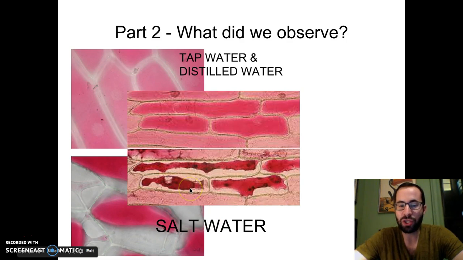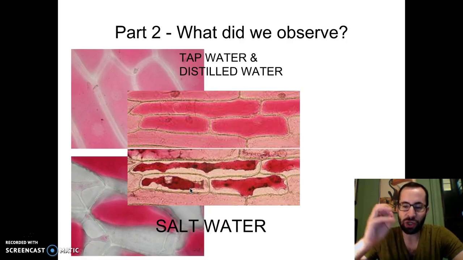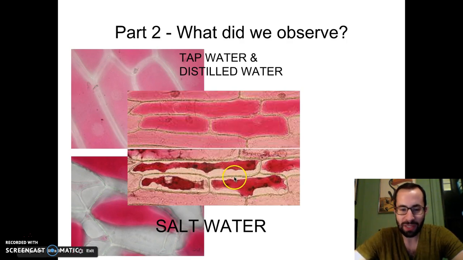And when we added salt water, at least what you should have seen to your onion cells, is that they shriveled up. And you can actually see here, this is the cell wall, and inside here is the cell membrane, and this is the cytoplasm. You may even be able to see a nucleus here, right? Some other organelles. But it's evident from this picture where there's tap and distilled water, or we should just probably say we started with tap water, right?